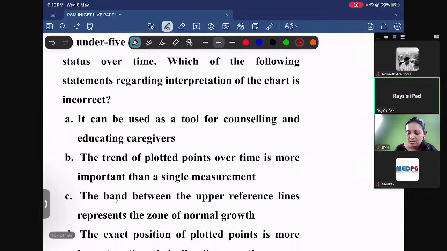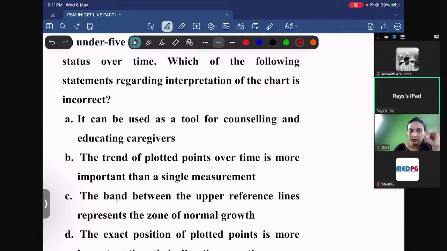So it can be used as a tool for counseling and educating caregivers. Of course, yes, that's one of the main uses. Trend of plotted points over time is more important than a single measurement. Yes, in a growth chart, what you do is you plot the child's weight at different points. And more than the single points, the trend, whether the child is improving in weight or the weight is declining, is he going into malnutrition, that is more important than your single point. So it shows the trend.